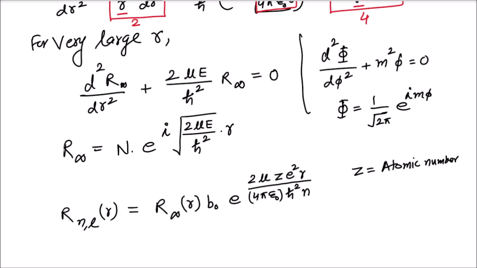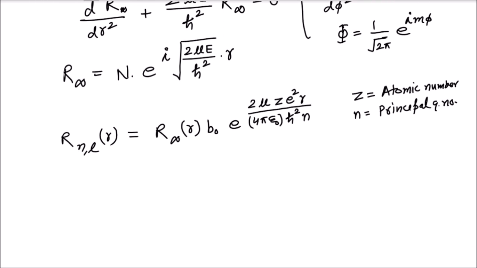And what about n? n is the principal quantum number. And the coefficient B naught contains the l dependence. I'm not going into the detail of this equation, because it involves a lot of mathematics, and we are not mathematics students, we are studying chemistry. So we will keep this equation in mind as such.